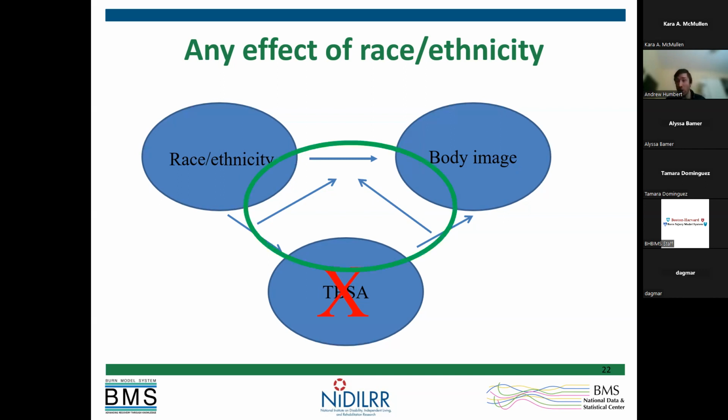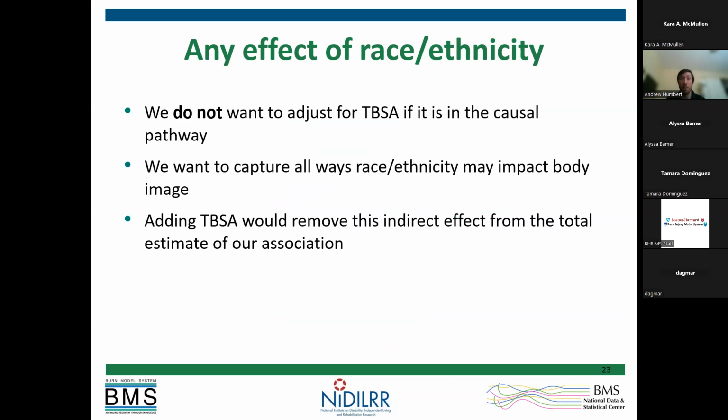Essentially, we want that whole causal pathway. We want every single path that goes from race to body image. We don't care how you get there. As long as it causes it, we want to capture it into one precise estimate. So we do not want to adjust for it if it's in the causal pathway, because we want to capture all different possible ways in which that association exists. If we added TBSA, this would remove that indirect effect, and we'd no longer be capturing the total effect in our estimated association. We'd be capturing the effect minus the indirect effect through total burn surface area.